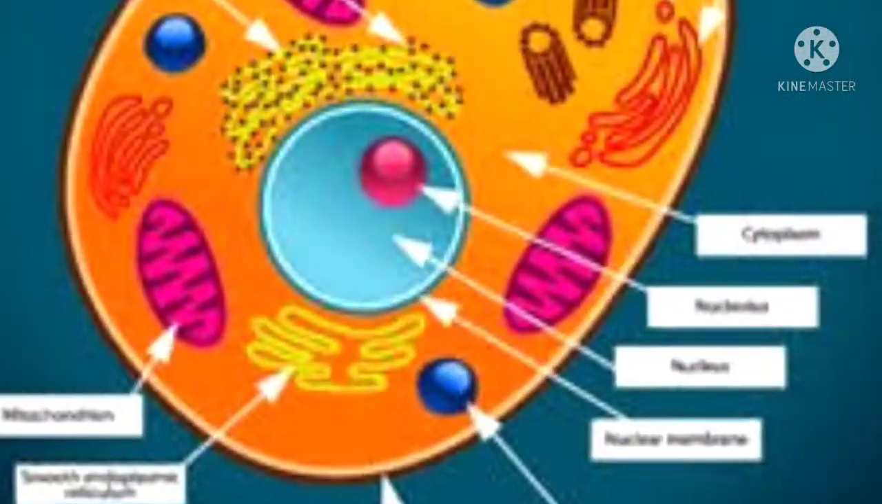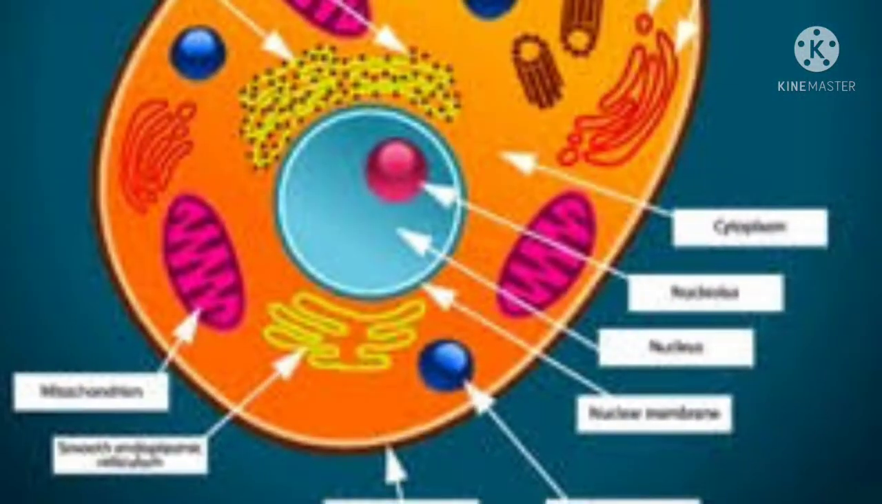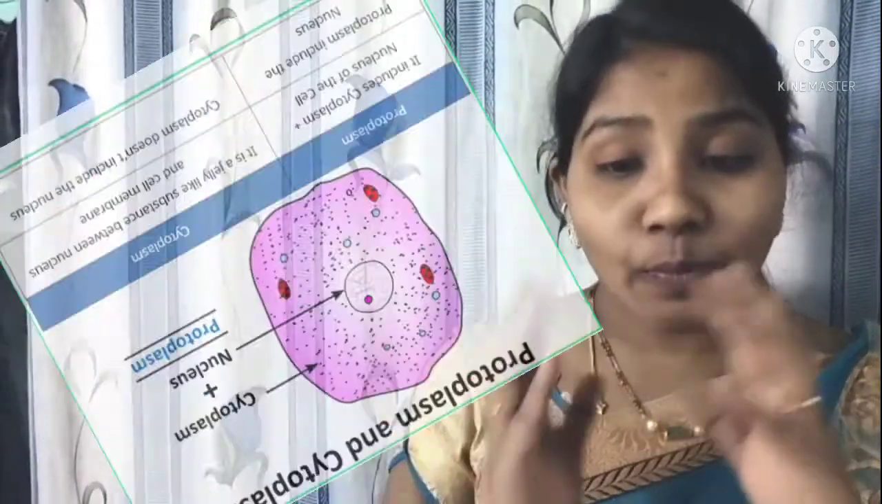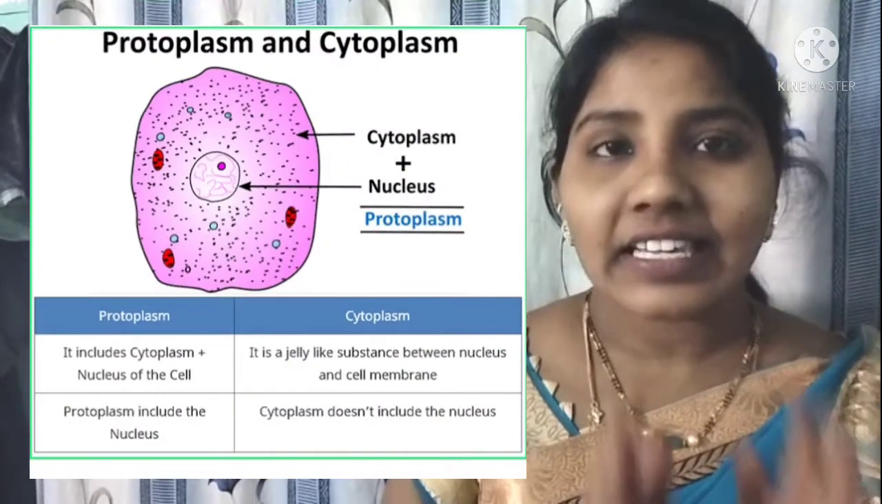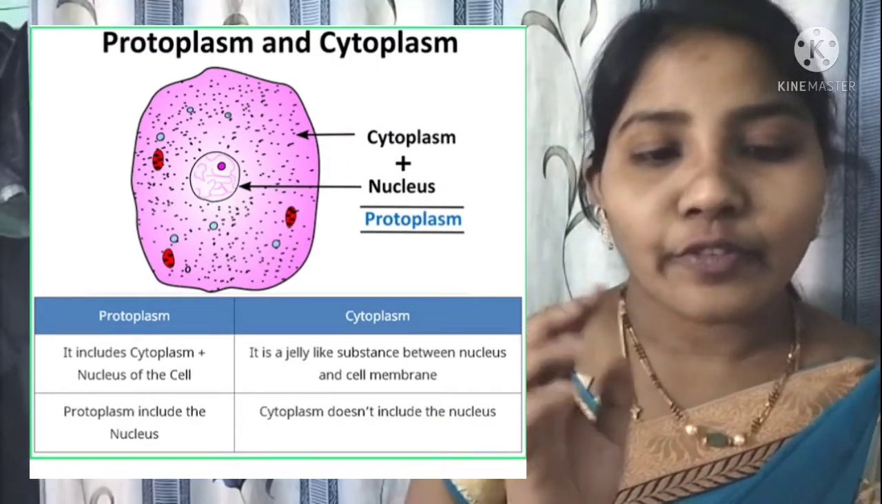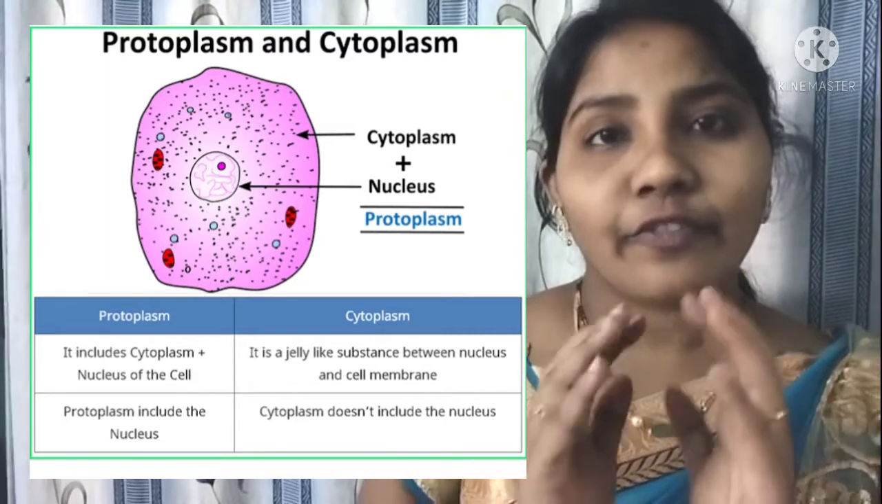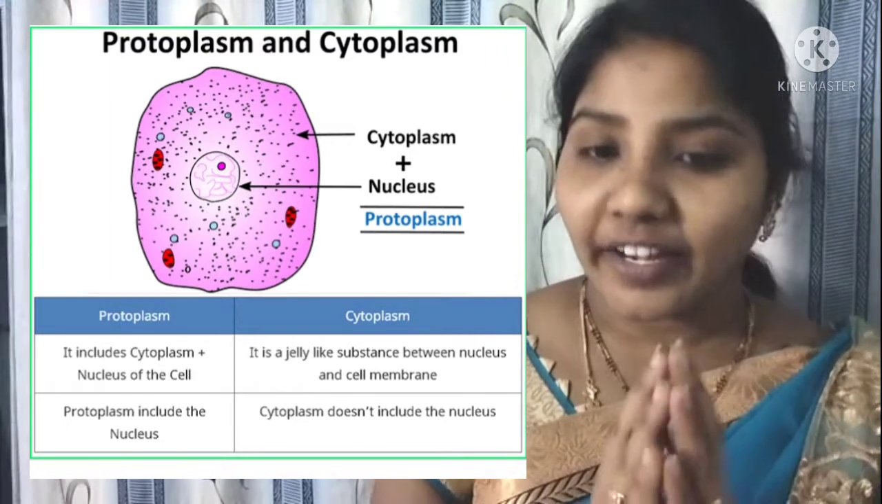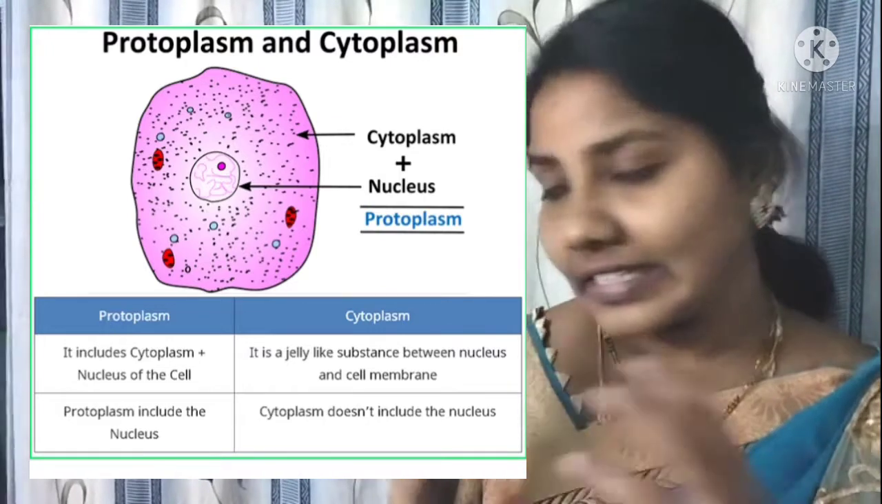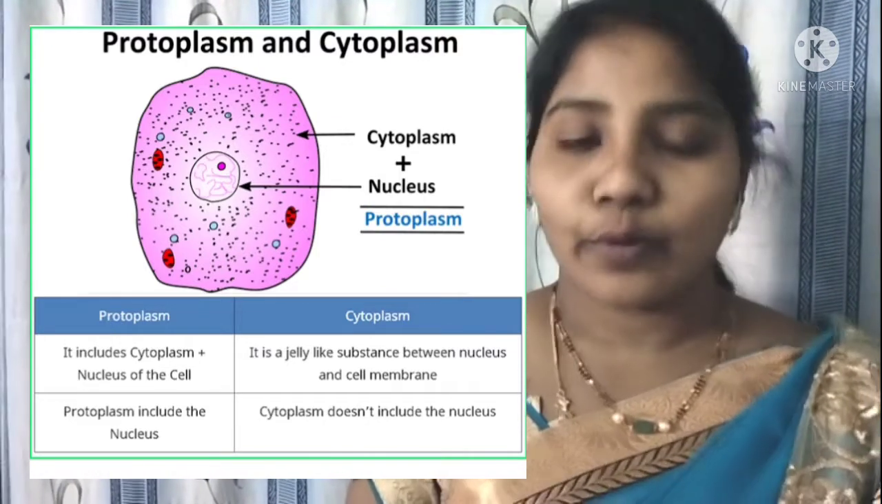So, the cell wall also continuously exchanges information in the cell. Now we can see the differences between the cytoplasm and protoplasm. Both are cell fluids, but cytoplasm is the fluid inside the cell. In the protoplasm, the cell fluid is present, and of course, all the cell organelles are present in the protoplasm.